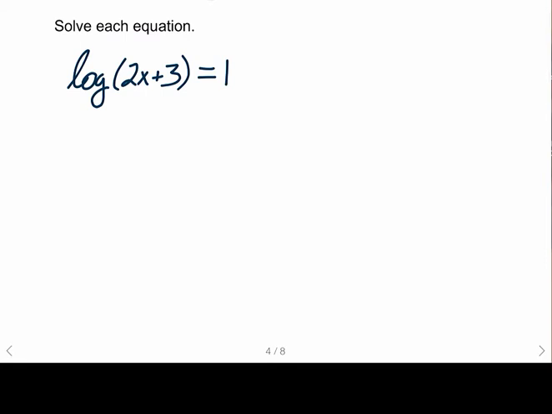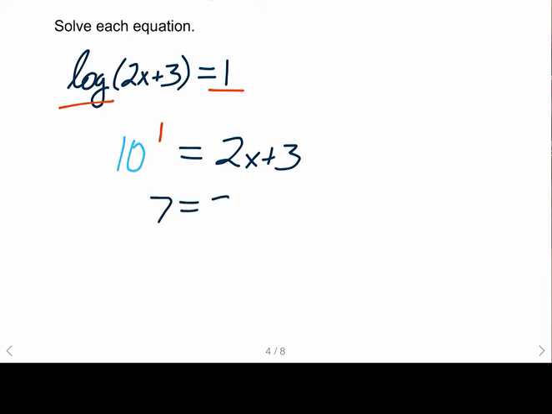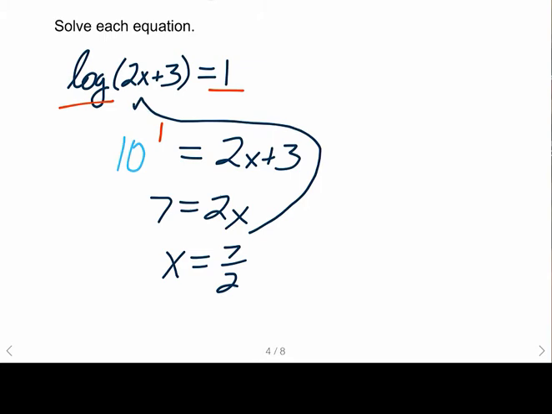Next up, we have the equation log of (2x plus 3) is equal to 1. Since it's just log, the base must be 10. And so we have 10 to the first power, because a logarithm is an exponent, is equal to 2x plus 3. And so 7 is equal to 2x. And so x is equal to 7 halves. Another quick little check, make sure 7 halves doesn't make the argument 2x plus 3 a negative number. And it doesn't, so we're good to go.